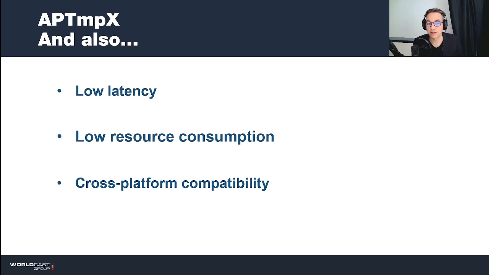APT-MPX also provides low latency. It is very low in terms of resource consumption, and this also allows cross-platform compatibility. So we can embed APT-MPX very easily into all our platforms, APT codecs, but also our Expresso FM transmitters, or also other platforms from other manufacturers who want to embed APT-MPX in their device.